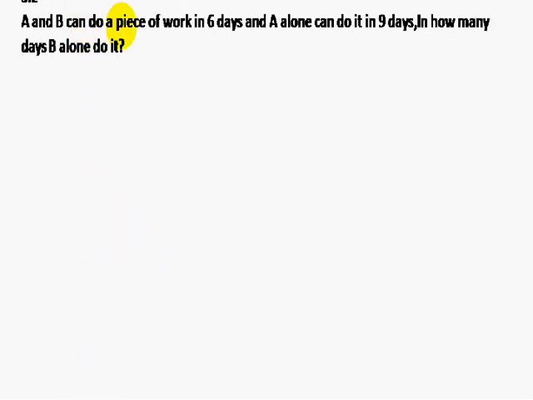So A and B can do a piece of work in 6 days. What he is saying: A plus B can do the work in 6 days. Next statement, A alone can do it in 9 days. In how many days can B alone do it? That is the problem he is asking.